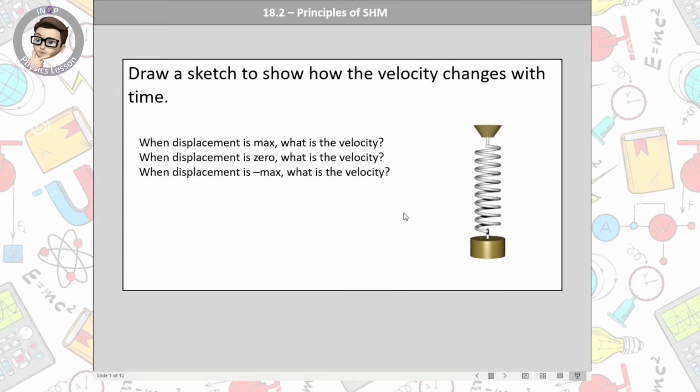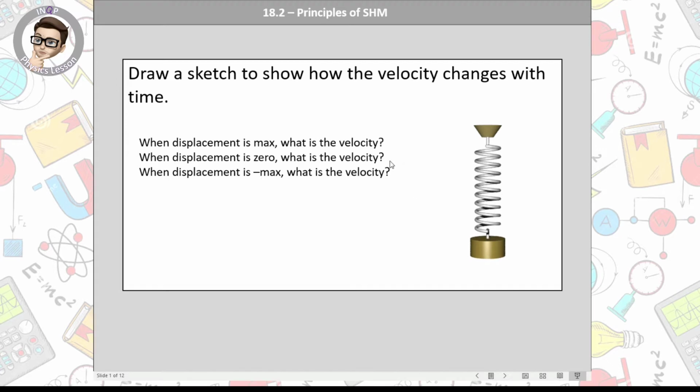When the displacement is 0, so when it's at the central point, the velocity must be maximum, because right at the centre it's travelling at its fastest speed going through. And then when the displacement is negative maximum, so we were talking about the opposite side, the velocity must also be 0.